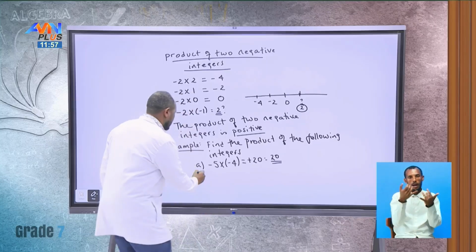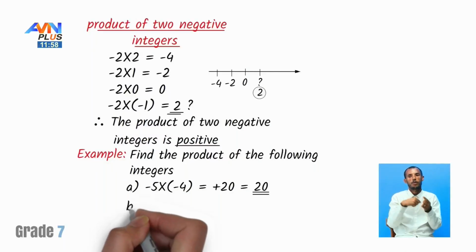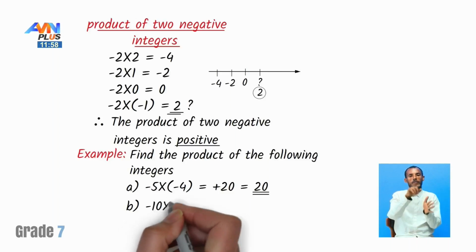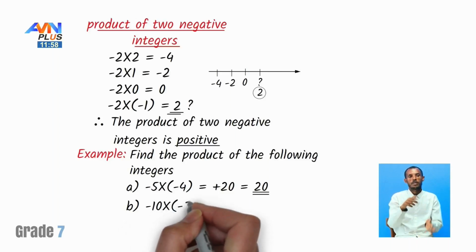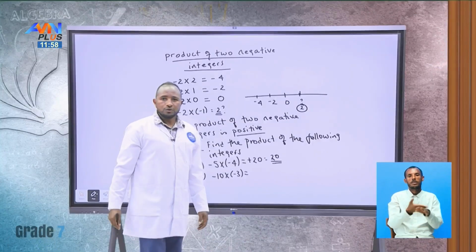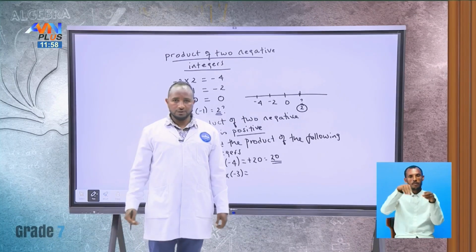Now, let's proceed to another number. Negative 10 times negative 3. Please, students, try this question. I'll give you 10 seconds for this.